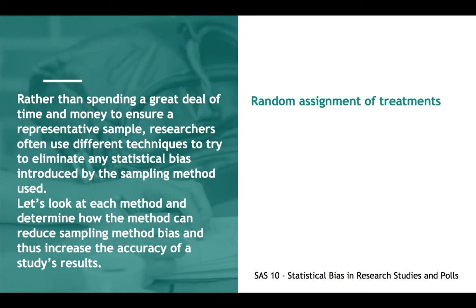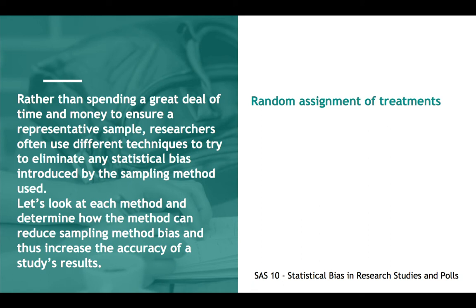Now, rather than spending a great deal of time and money to ensure a representative sample, researchers often use different techniques to try to eliminate any statistical bias introduced by the sampling method used. Let's look at each method and determine how the method can reduce sampling method bias and increase the accuracy of a study's results.